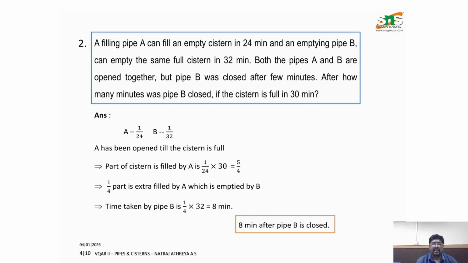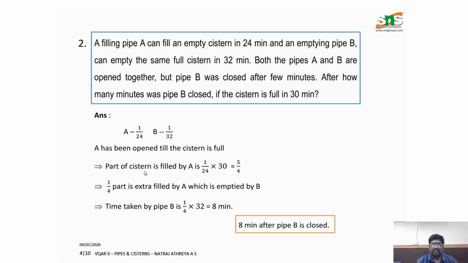Filling pipe A can fill an empty cistern in 24 minutes, and emptying pipe B can empty the same full cistern in 32 minutes. Both pipes A and B are open together, but pipe B was closed after a few minutes. Like the previous question, when B is closed, the leaking, emptying part is closed, so only filling is there. After how many minutes was pipe B closed if the cistern is full in 30 minutes?